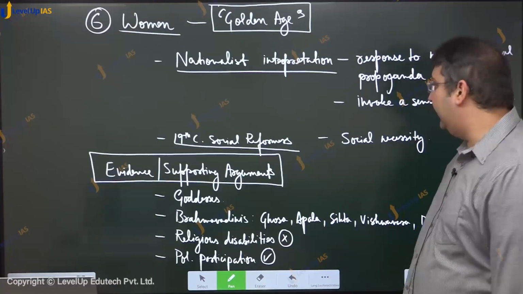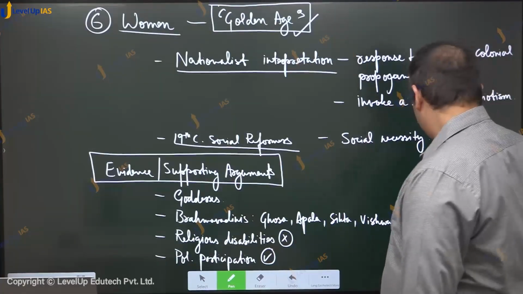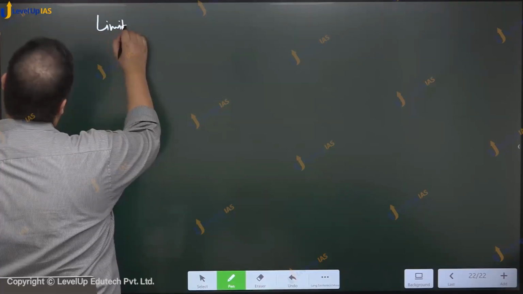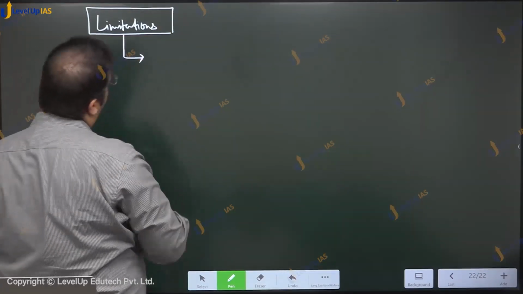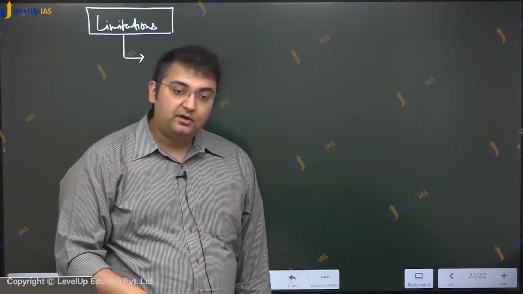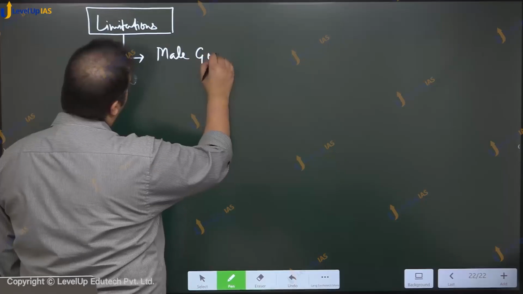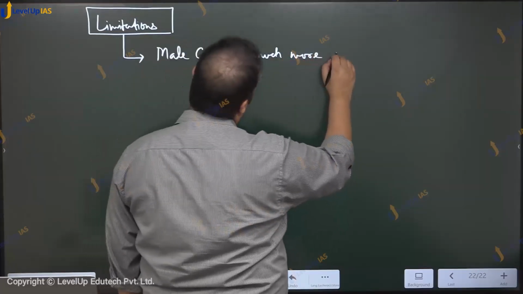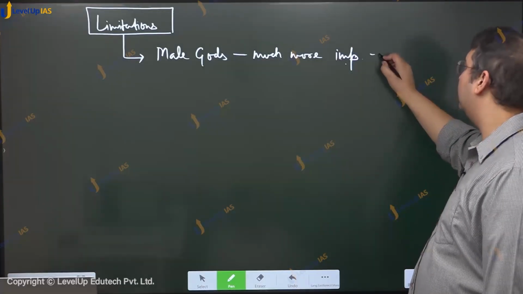ठीक है. On the basis of this, nationalist historians have claimed that early Vedic age was a golden age for women. However, this perspective has some significant limitations. किस तरह के limitations? That yes, while it is true that female goddesses existed, but who was more important, male gods or female gods? Male gods were much more important. And not only that, they were depicted to be much more powerful as well.